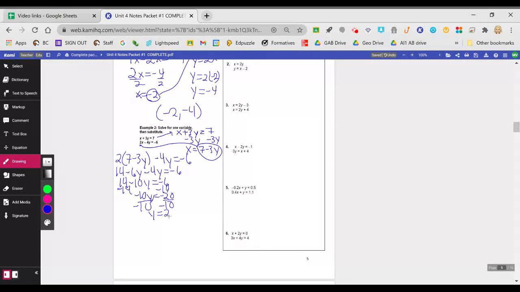And then solve the other equation for x. I'm going to take x plus 3y equals 7. It doesn't matter which one you do. I always try to pick the easier. So this is x plus 3 times 2 equals 7. x plus 6 equals 7. Subtract 6 from both sides, and x equals 1. So my answer is 1, 2.